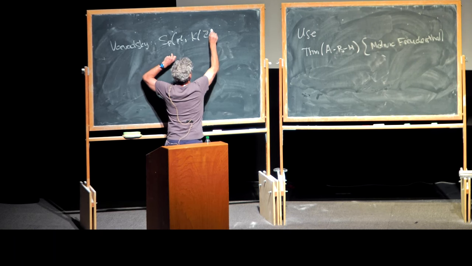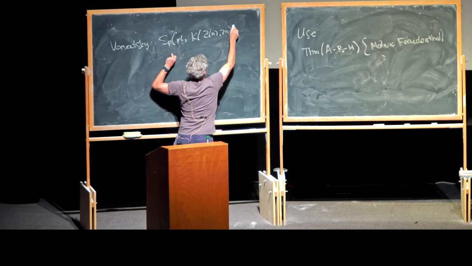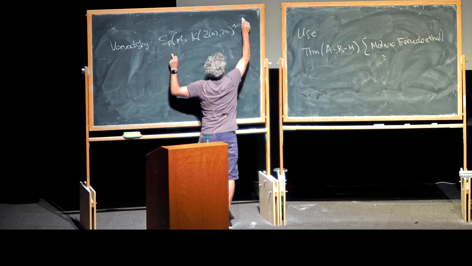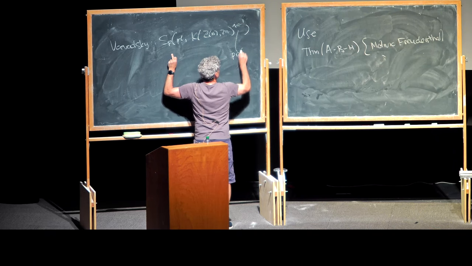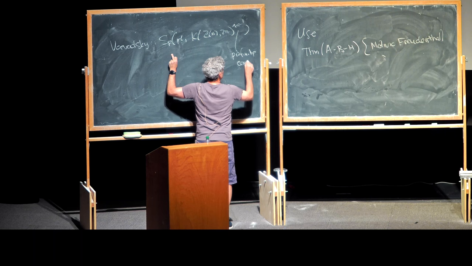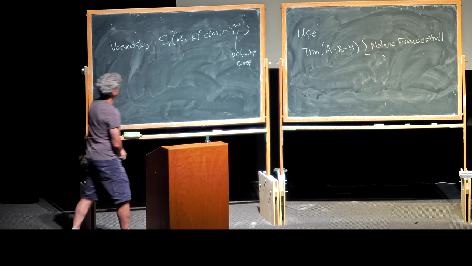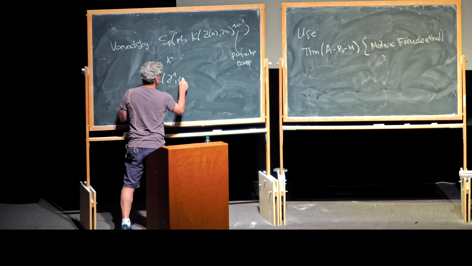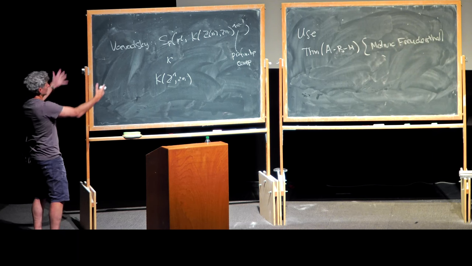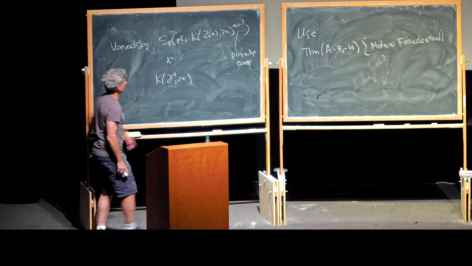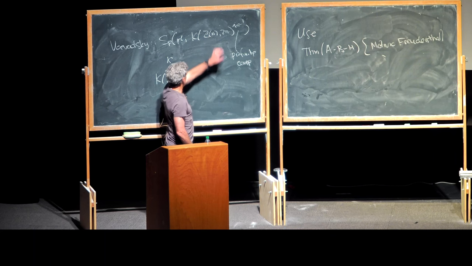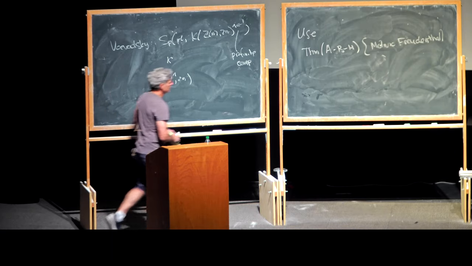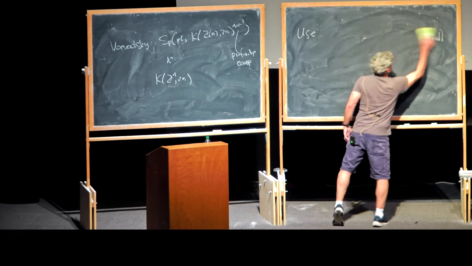let me put a hat here for profinite completion. For profinite completion, that is KZ hat 2n. That's just the Bloch-Kato. It's the thing that identifies mod l motivic cohomology with mod l etale cohomology. So those are the same. And if we use that, we can compare.